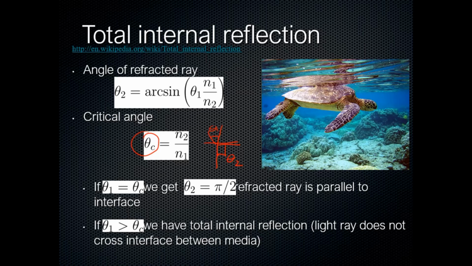Another way to look at it is that if we put this in, we end up with theta 2 equal to arc sine of n2 over n1 times n1 over n2, which is arc sine of 1, which is 90 degrees. So going forward, you see that we can figure this out.